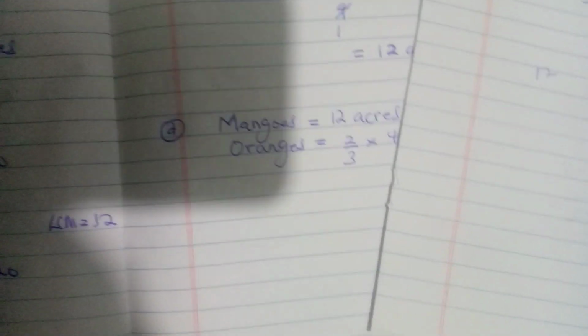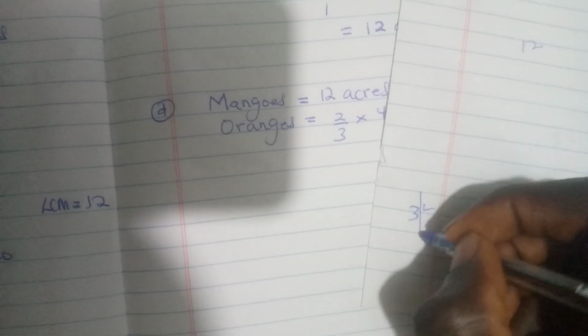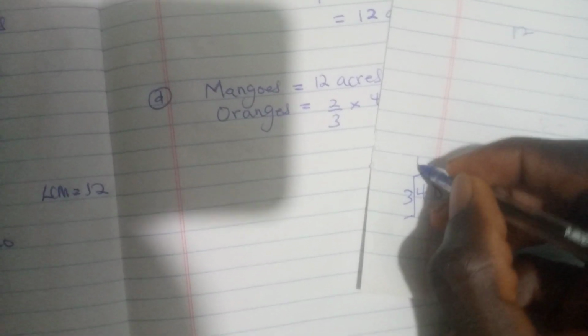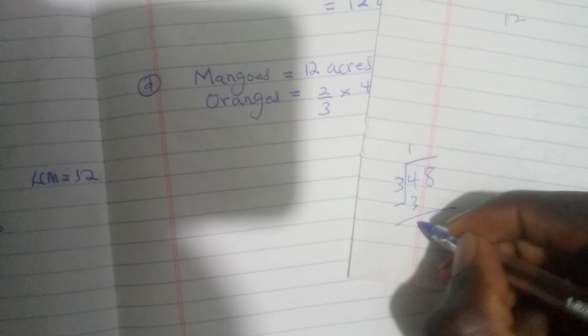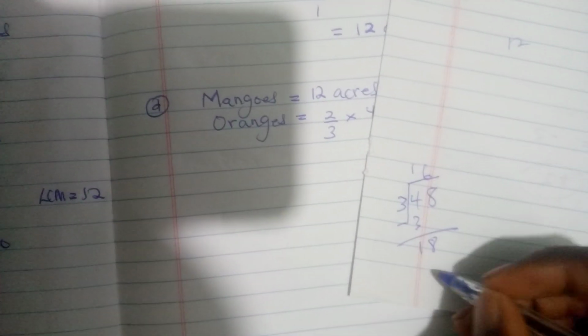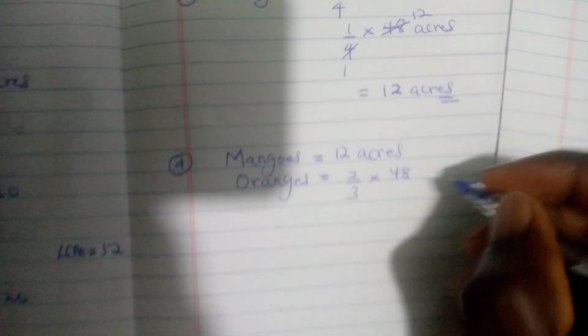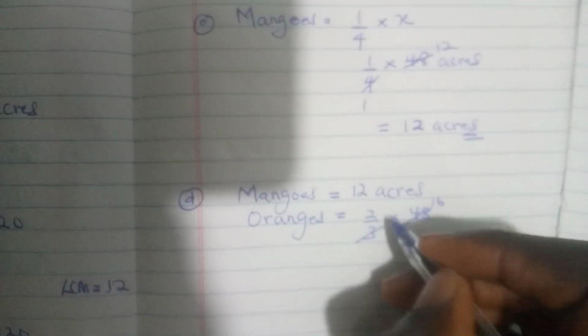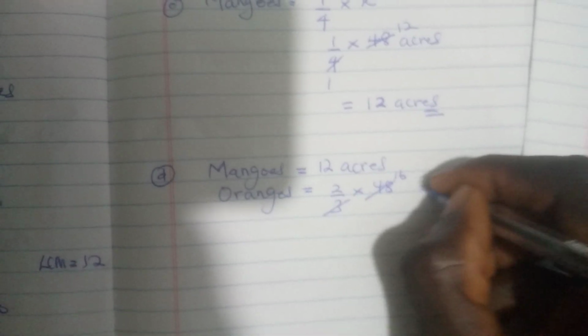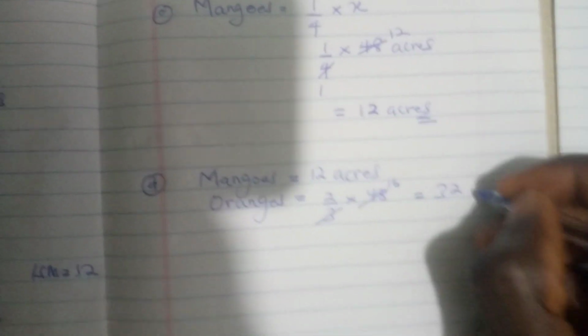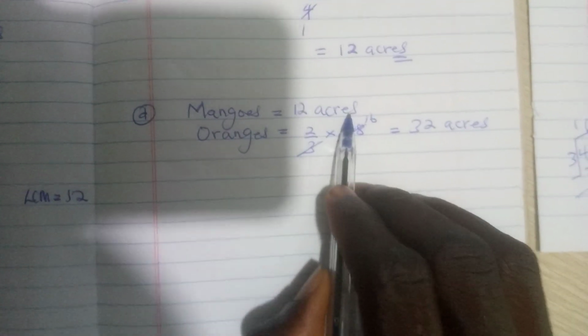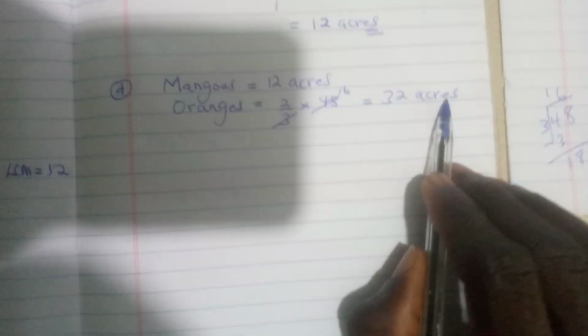So using long division to calculate, you have 4 1, 3 1 is 3, 6 3 is 18. So she used 16. Then you have 2 times this, which is 32 acres. So for mangoes, they use 12 acres. Oranges, they use 32 acres.